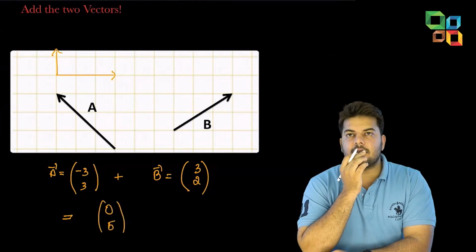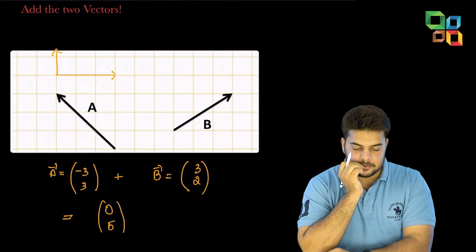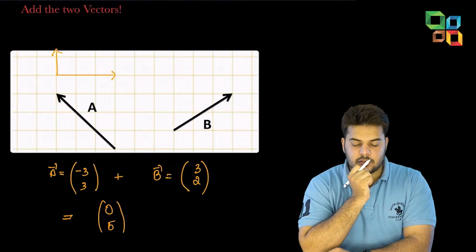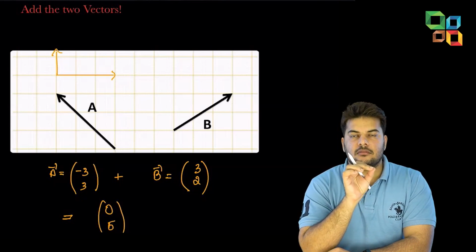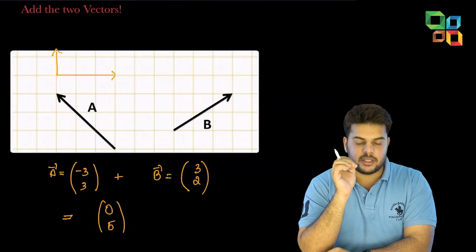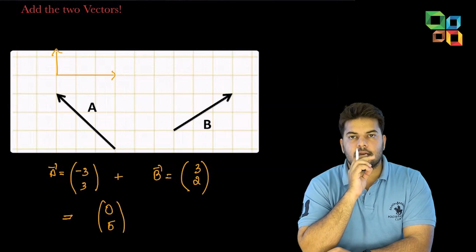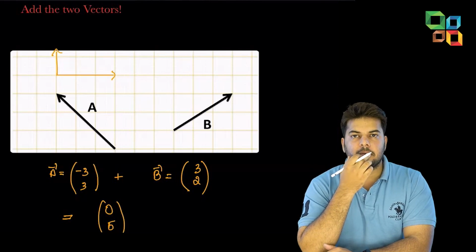So I'm expecting an answer that has no x component, but only the y component, isn't it? That's what I'm expecting from my algebra over here. Let's draw that out and see if we get the same answer or not.